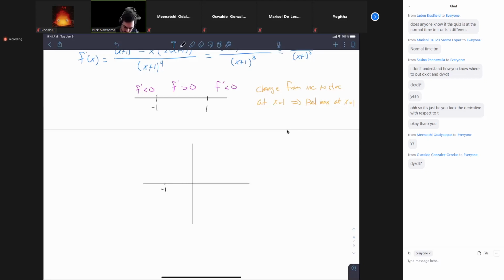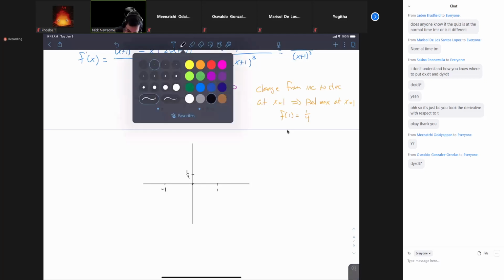From the definition of the function, I know that f of 0 is 0, so I know I'm going to cross right here. And then I know I have a relative maximum at 1, and if I actually compute what that is, it's 1/4. So I actually know kind of how high that goes. Again, we're sketching, so it doesn't have to be perfect. And then I know I have a horizontal asymptote at y equals 0. So at the ends, the graph shouldn't touch the x-axis.